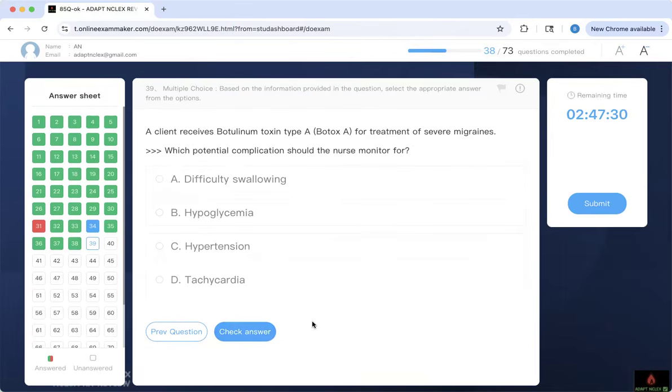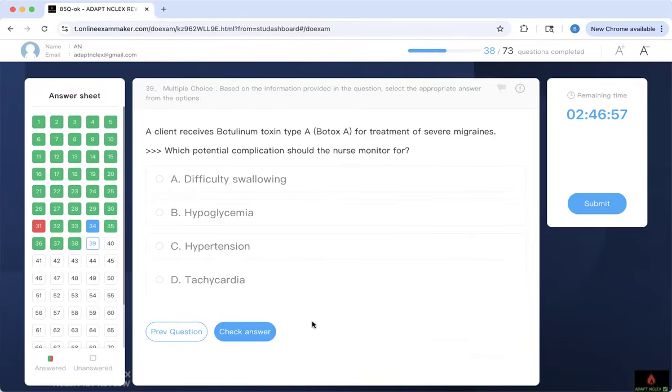A client received Botox for treatment of severe migraine. Which potential complications should the nurse monitor for? Common sense strategy. Difficulty swallowing, hypoglycemia, hypertension, tachycardia. Sometimes they will give you a bunch of bad things that may not answer the question. That's the purpose of this.